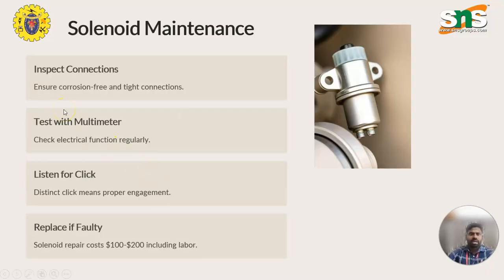And the next is solenoid maintenance. It starts with inspecting the connections and making a test with the help of a multimeter, to check whether the electrical function is regular or irregular. A distinct click means proper engagement of the solenoid valve. If it is in bad condition, it is better to replace the faulty one with a new one.